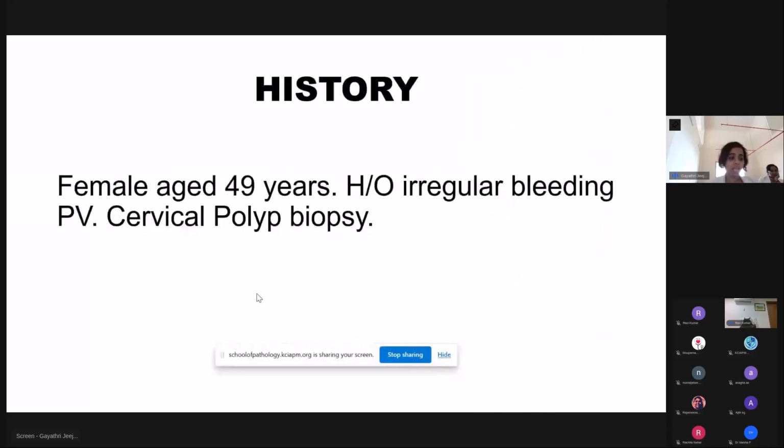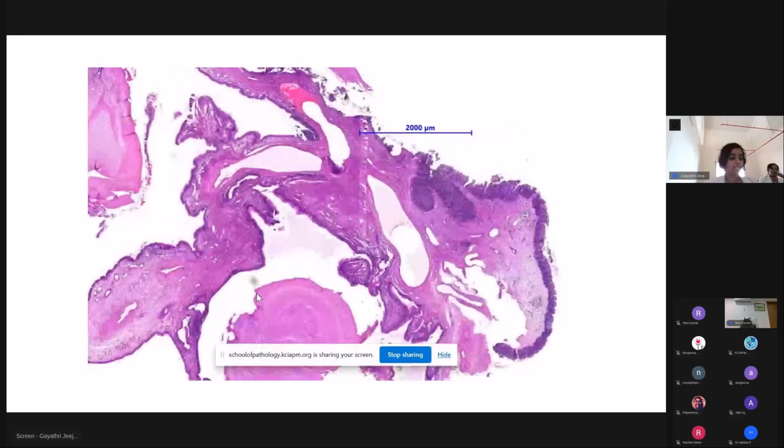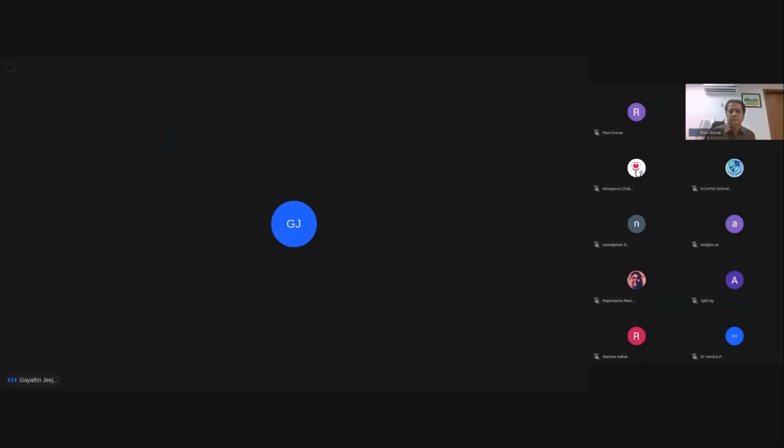The history is a female aged 49 years with irregular bleeding per vagina, cervical polyp biopsy. Under scanner, the section study shows fragments of ectocervix, lined by stratified squamous epithelium, and endocervix, lined by simple columnar epithelium with multiple Nabothian cysts. Under higher power, we can observe the ectocervix epithelial thickening extending into the endocervix with intact basement membrane. We can also see lymphoid aggregates and lymphocytes infiltrating the stroma.